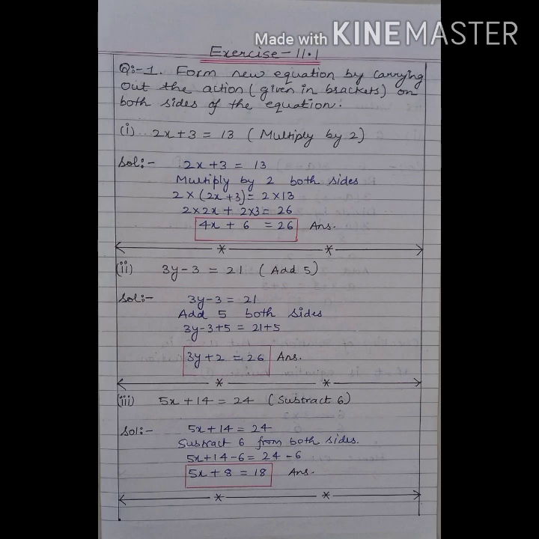When we multiply both sides of the equation by 2, what will we get? On the left hand side, we will open the bracket: 2 multiplied with 2x and 2 multiplied with 3, using the distributive property of multiplication over addition, and on the right hand side 2 into 13 is equal to 26. Now 2 into 2x is 4x and 2 into 3 is 6. So the final answer will be 4x + 6 = 26.